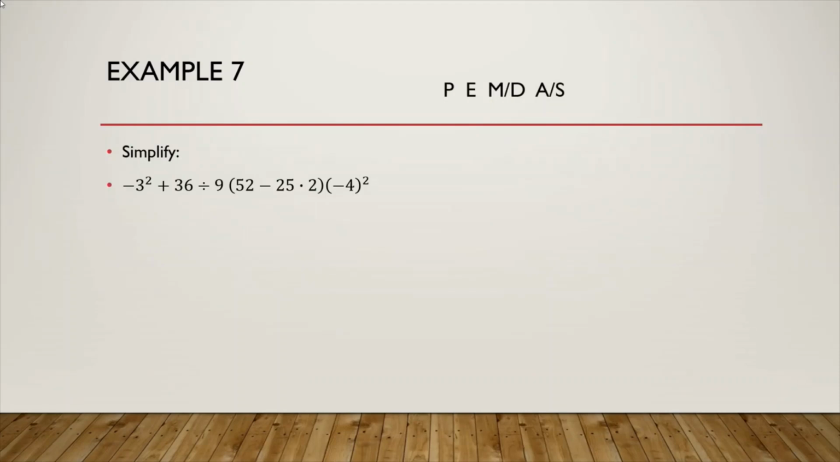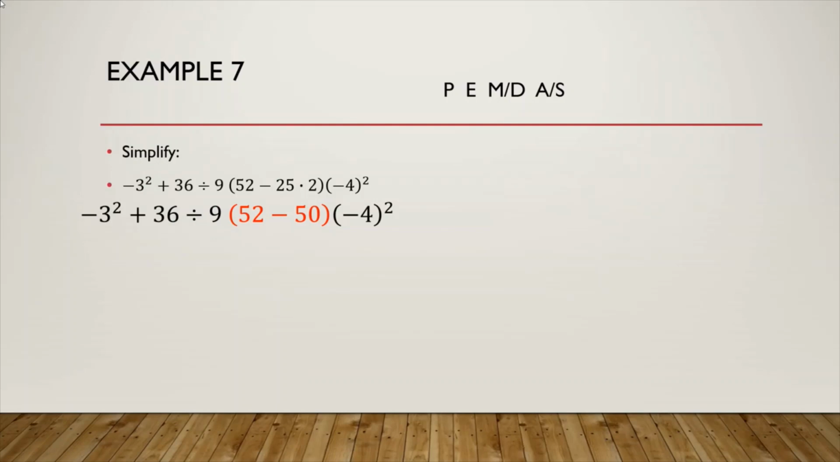So PEMDAS, please excuse my dearest Aunt Sally: parentheses or grouping symbols, exponents, multiplication or division from left to right, and then addition or subtraction from left to right. So think about it in 4 steps as opposed to 6, because the multiplication and division go together, and then also addition or subtraction go together.